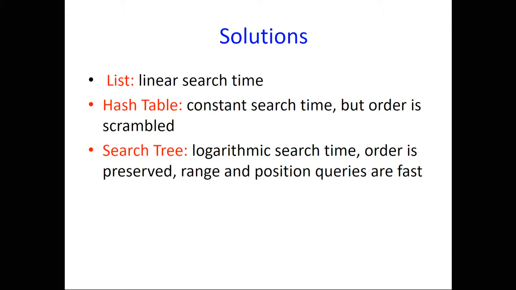If the items happen to be naturally ordered in some way, we can't exploit the order in a hash table. A nice compromise is the search tree. We get not constant lookup time, but logarithmic lookup time, which is an exponential improvement over linear. And it does preserve order, which means we can do not only individual lookups, but we can do things like range queries, report the set of items between two given keys, let us say. Or we can do position queries. We can look up, say, the 10th item in an ordered list, or the millionth item in an ordered list if we keep appropriate information around.